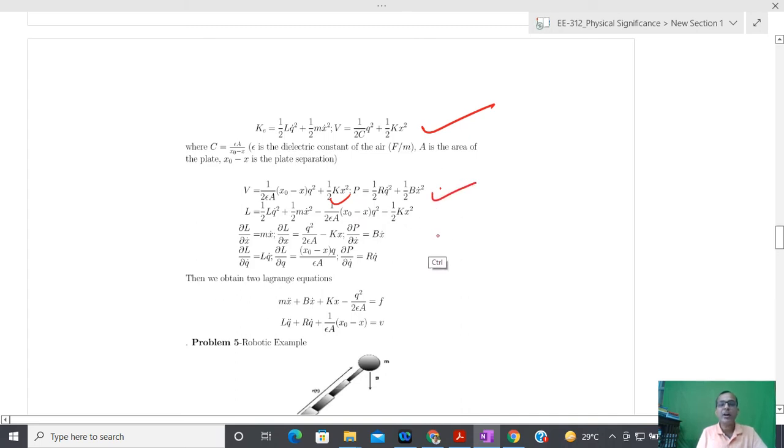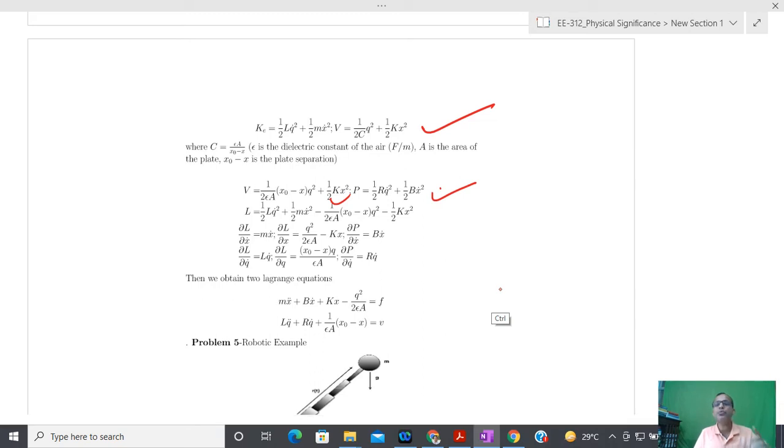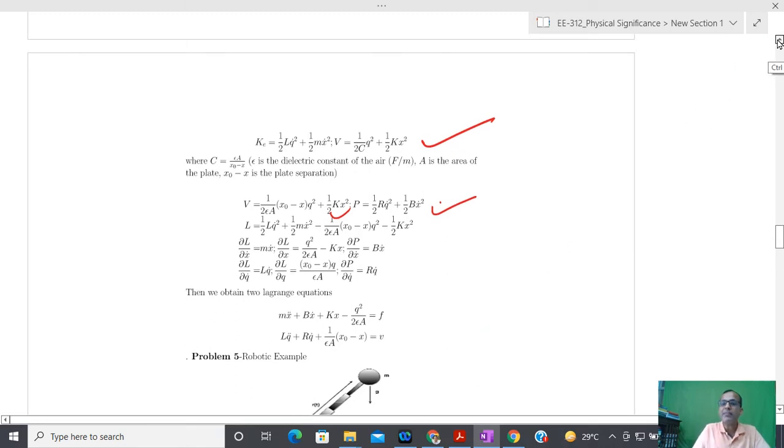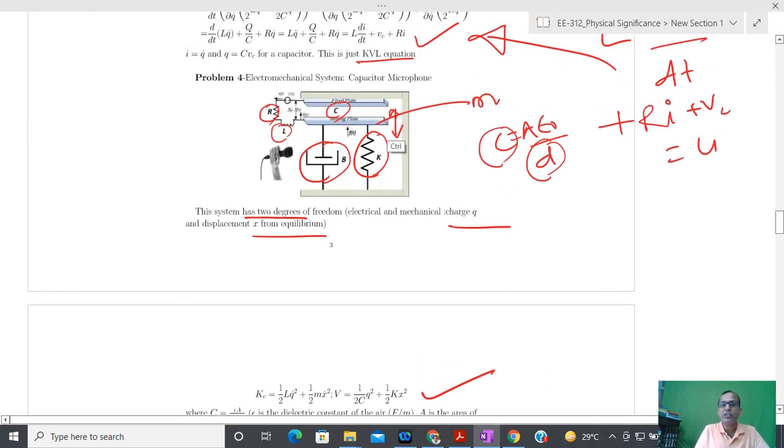Now we have to formulate the Lagrangian. How to formulate the Lagrangian? That is kinetic energy minus potential energy. After that, I have to write the Lagrange equation. Here you can see that two generalized coordinates are there, and due to that reason I have two different Euler-Lagrange equations. I also have to identify the force along that generalized coordinate.